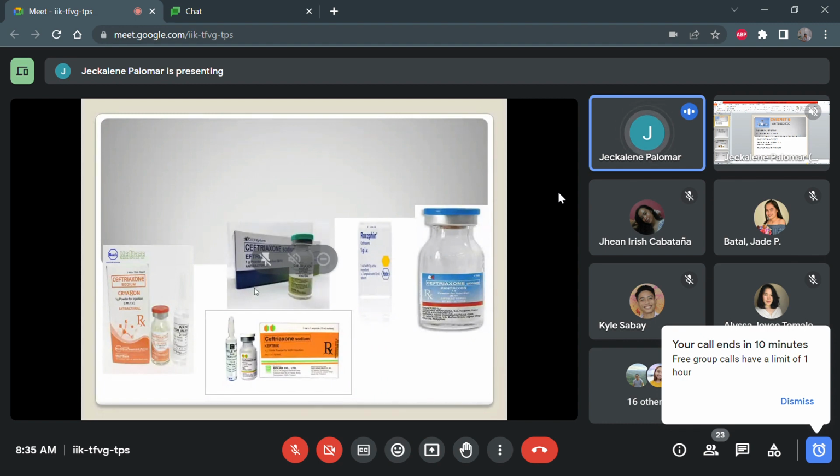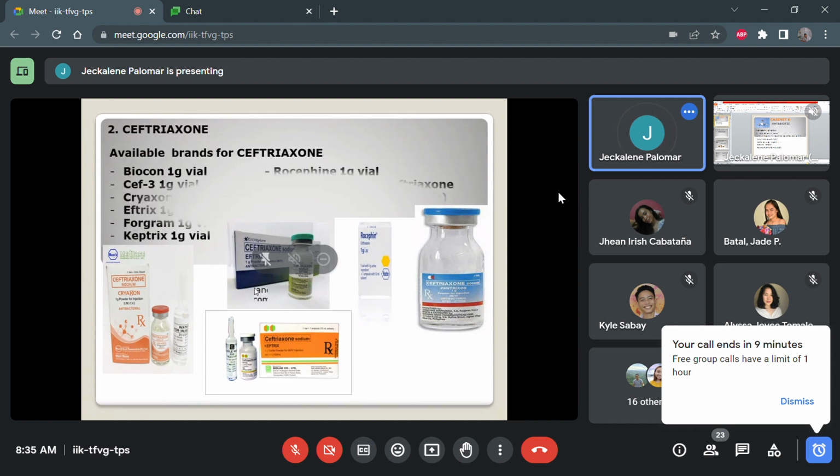Common brands of ceftriaxone: Triaxone, Ceftriaxone 1 gram vial, Ceftri 1 gram vial, Triaxone 1 gram, Eftrix 1 gram, Caprix 1 gram, Rosifin 1 gram, Tantric 1 gram.